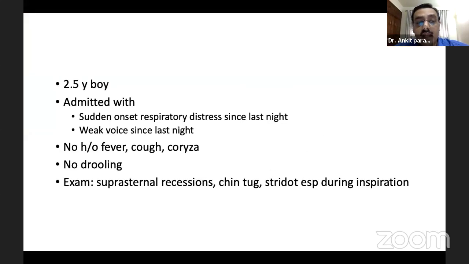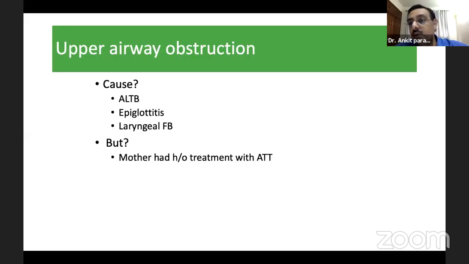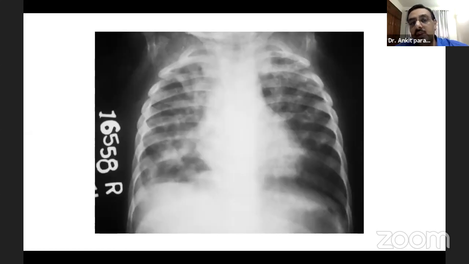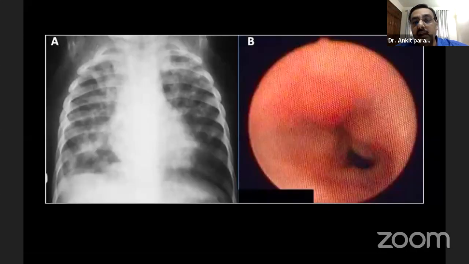So I think I'll leave the last case. This is a child who had sudden respiratory distress. We weren't sure what was going on, and later it was found to be a laryngeal TB. We were thinking in terms of upper airway obstruction, but had this sort of an X-ray. The mother was on ATT, and when we did a bronchoscopy, we found that it was a laryngeal involvement with tuberculosis.